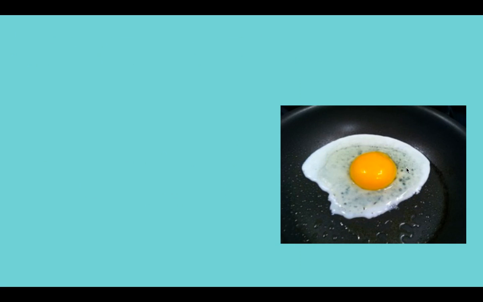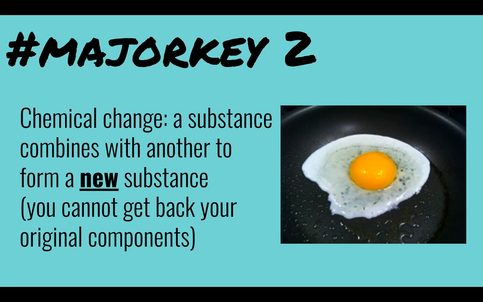Major key number 2. A chemical change happens when a substance combines with another to form a new substance. You cannot get back your original components. Okay. For example, here we combine this egg with hot oil, with heat. It started cooking. It's changing into something new. We cannot get our original egg back.